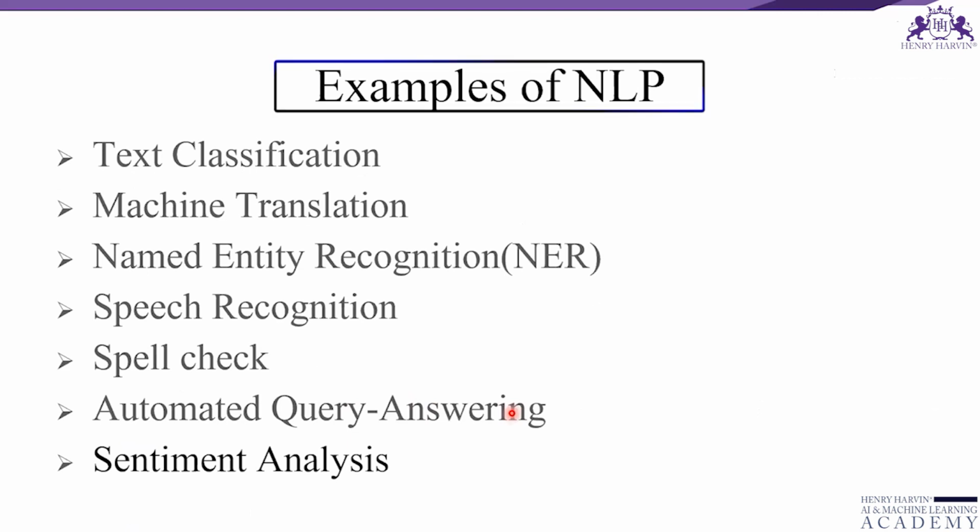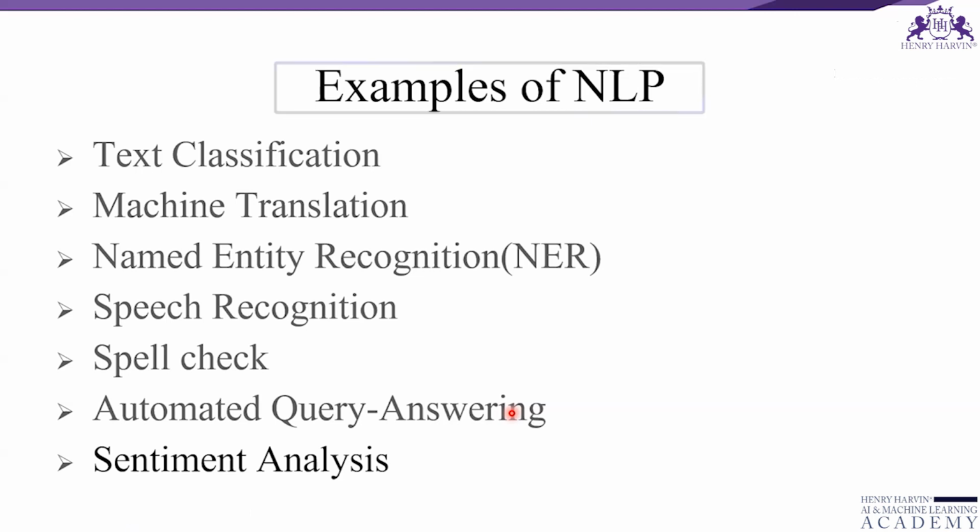Let me also tell you, we are going to do a lot in this NLP. Let me give you some interesting examples of NLP: text classification, machine translation, named entity recognition, speech recognition, spell check, automated query answering, sentiment analysis. We must have come across all these terms in our life, but we may not know what they are, or that they are actually related to NLP.